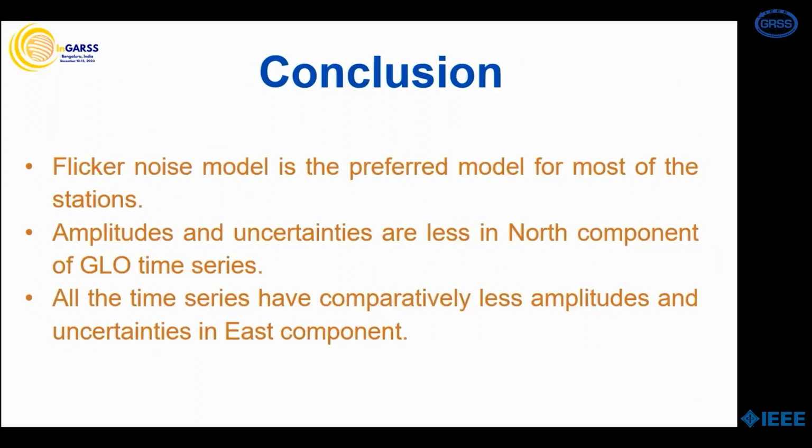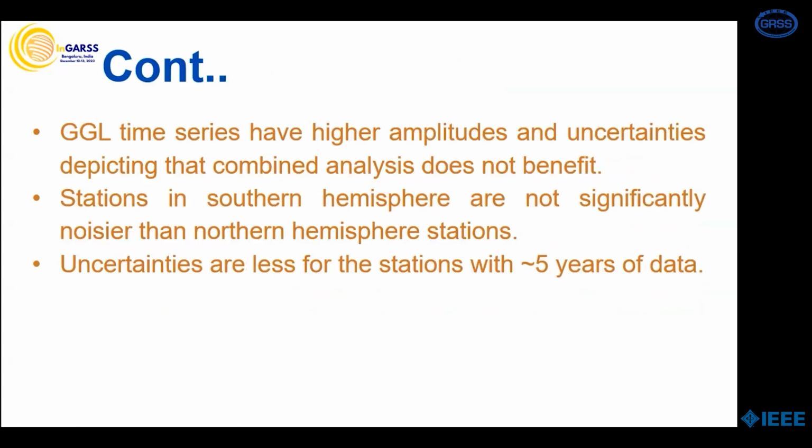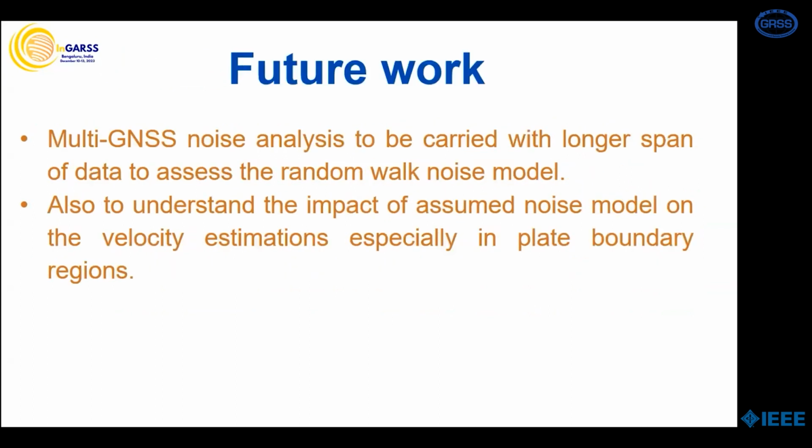So we can conclude that the flicker noise model is the best preferred model for all the time series, that is GPS, GLONASS, and combined time series. Amplitudes and uncertainties are less in the east component. Indian time series have higher amplitudes and uncertainties, depicting that combined analysis does not benefit. Stations in the southern hemisphere are not significantly noisier than northern hemisphere stations. Uncertainties are less for stations with approximately 5 years of data.